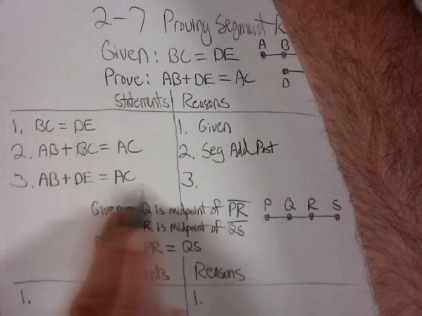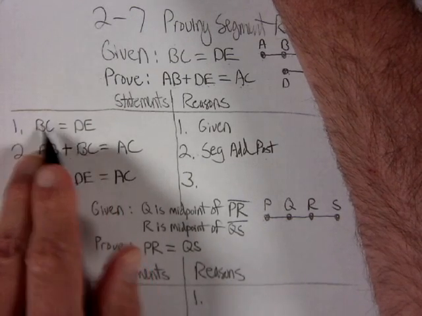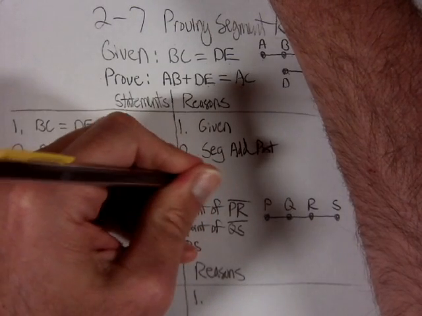And how do we know we could do that? Well, when I take something out and put what it's equal to in its place, that's called substitution.